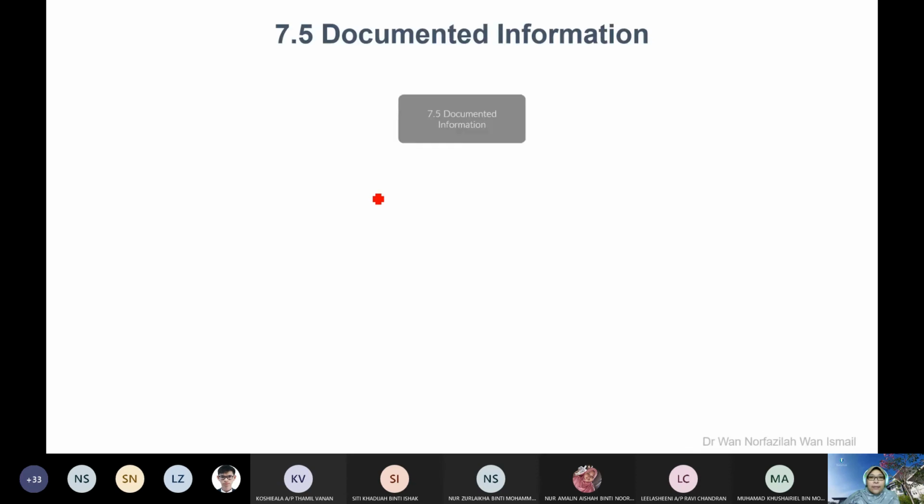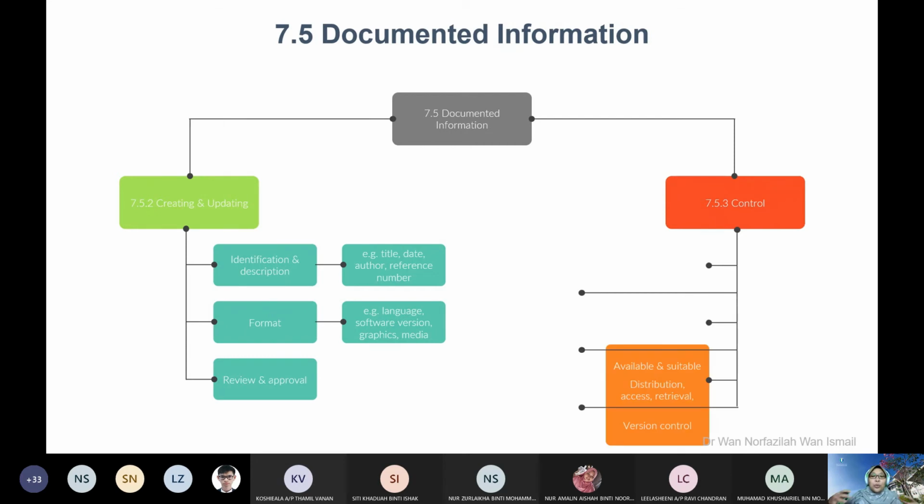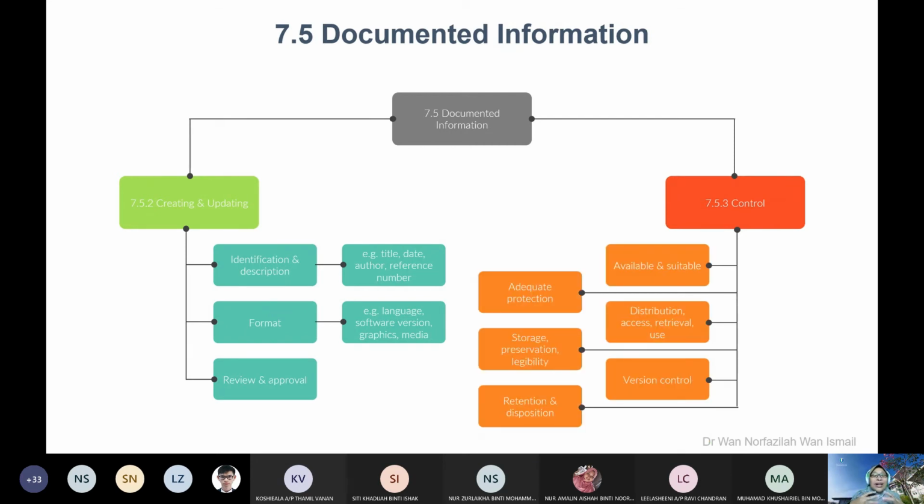Right. 7.5, documented information. Previously, we talked about what it means by documented information. Now, in 7.5, what are the requirements of documented information? It's not merely having a lab report or lab manual. We have other things to consider, such as how you create and update the documented information.